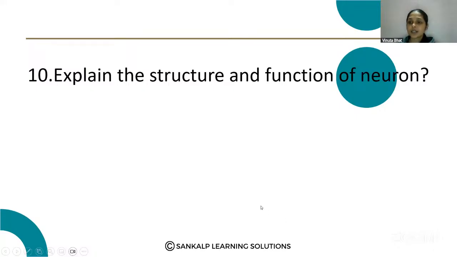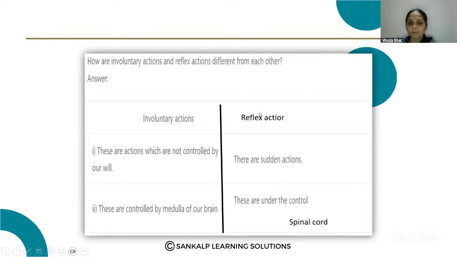Explain the structure and function of the neuron. I already explained this question while teaching, so the question will come like this. So, how are involuntary actions and reflex actions different from each other?